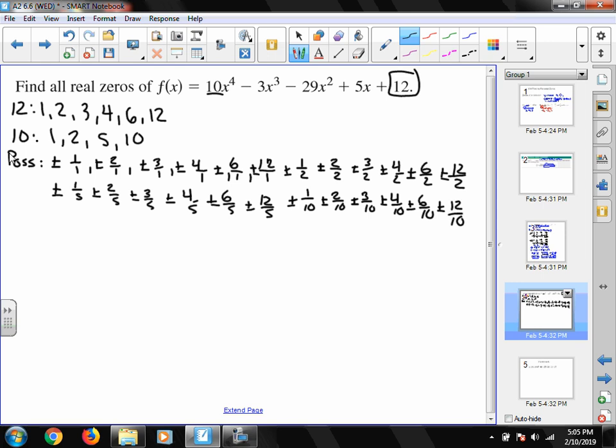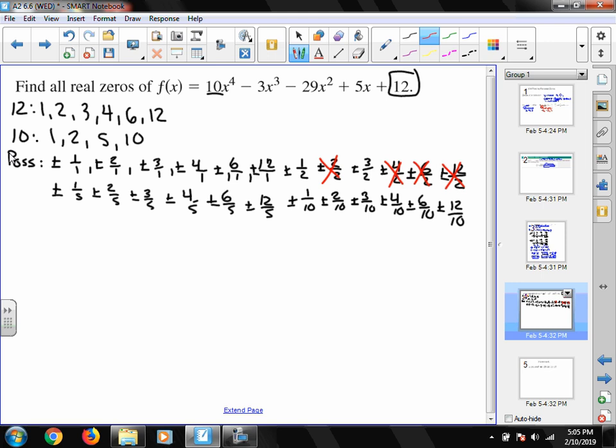Now that I have all of these listed, I'm actually going to go through and cross off my repeated ones. So, for instance, 2 over 2 is the same thing as 1. I've already listed plus or minus 1, so I don't need that one anymore. But 3 over 2 I do need. 4 over 2, that's the same thing as 2. I've already got that. 6 over 2 is 3. Already have that. 12 over 2 is 6. Already have that.